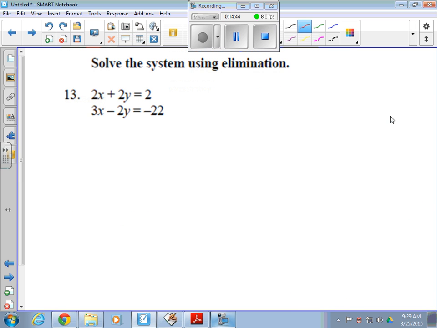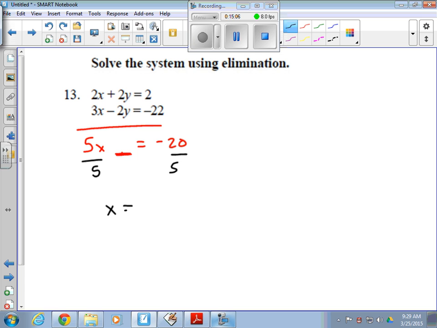Number 13 says solve using elimination. These are nice and neat. They're stacked on top of each other. And you've got opposites, 2y and negative 2y. So when we combine everything, 2x and 3x, you have 5x. 2y and negative 2y eliminate. 2 and negative 22 is negative 20. 5x equals negative 20. Divide by 5 on both sides.